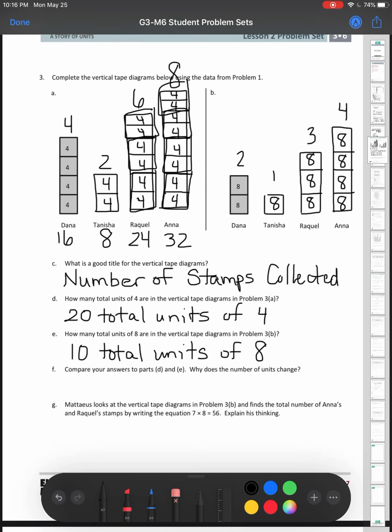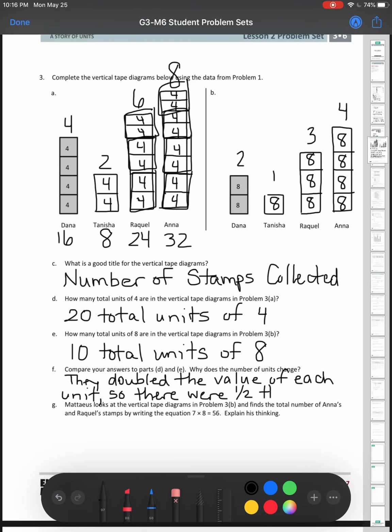So then it says to compare your answers in parts D and E. Why does the number of units change? The total number of units is less in E because the value of each unit in the vertical tape diagrams in problem 3B is greater. Another way you could word that is they doubled the value of each unit, so there were half the units in D.